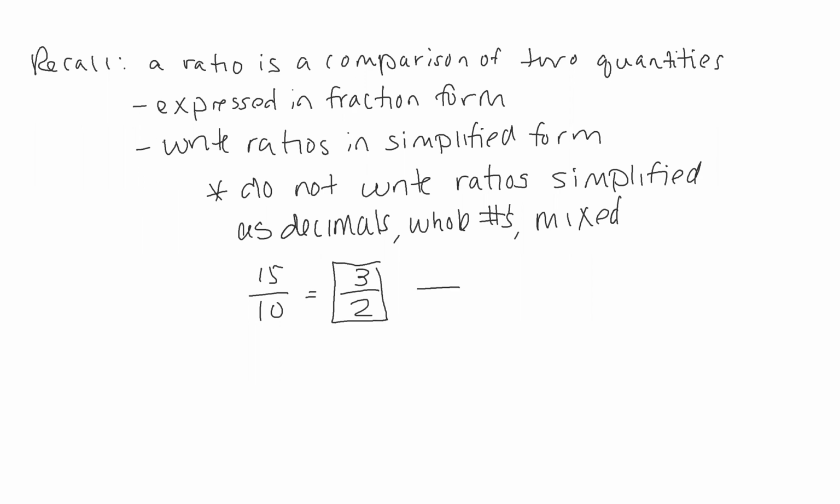You do not want to write this as 1.5. This would be horrible, terrible, awful. Don't do it. The whole definition of a ratio is that it's a comparison of two quantities. We need to make sure we have this as an improper fraction where you can see the two distinct quantities. Our quantities are 3 and 2. If you write your answer as a mixed number or as a decimal, you lose that comparison.